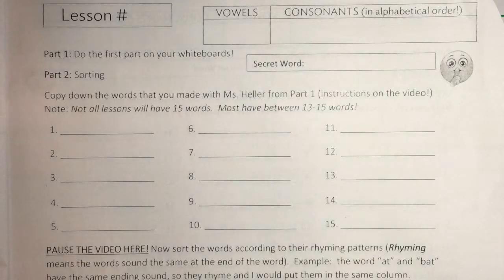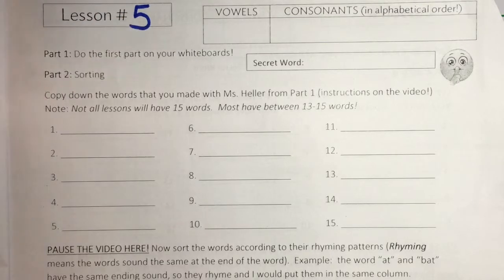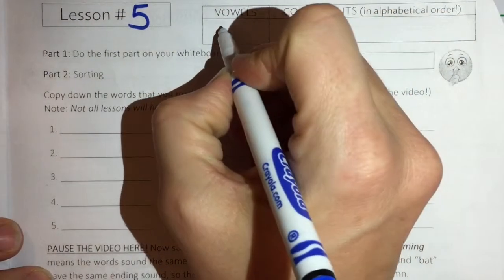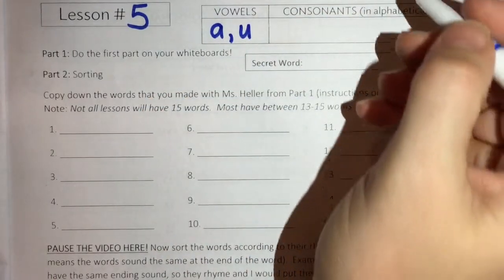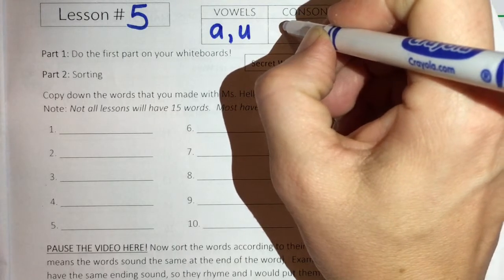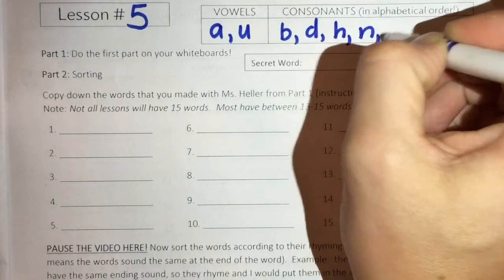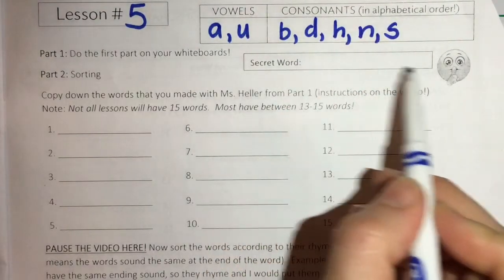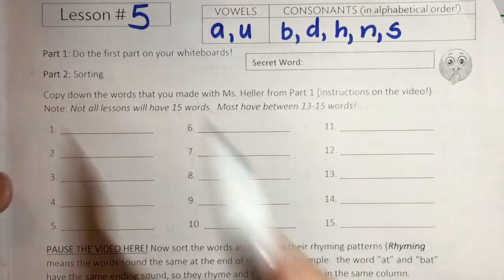Okay, lesson 5, part 2, we're into the sorting words part, and now you are working in your workbooks. Make sure you put lesson 5 at the top. The vowels for today, A like apple, U like umbrella, and our consonants in alphabetical order, B, D, H, N, S. Go ahead and put the secret word in. Okay, for part 2, first we're going to copy down all the words that we made in part 1. Let's get started. The first word that we made was the word us.